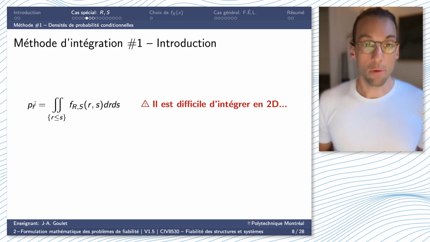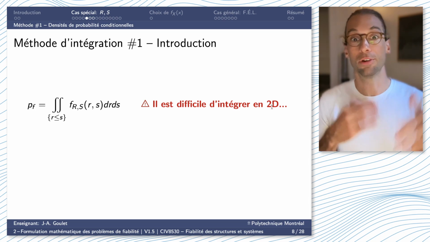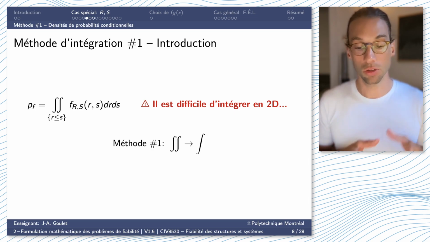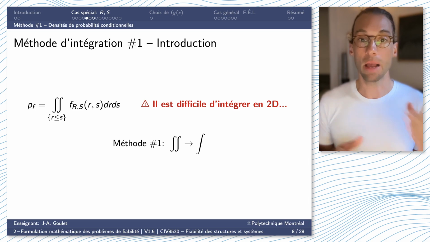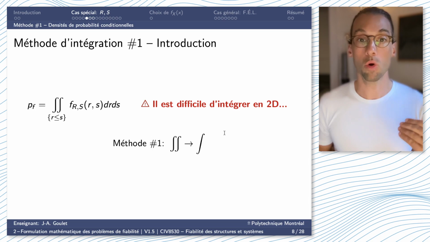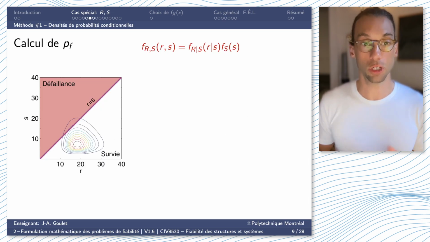So, okay, we need to integrate, but we know that it's hard to integrate in two dimensions. And what we're going to see later on in the course, we're going to integrate in many more than two dimensions. We don't want to do this. So the first thing we're going to see is how we can bypass the problem and reduce our integration from a two-dimensional one to a one-dimensional integration. It would be easier to do.